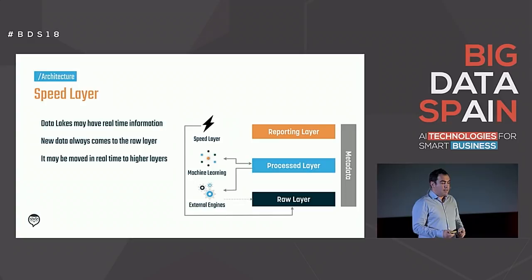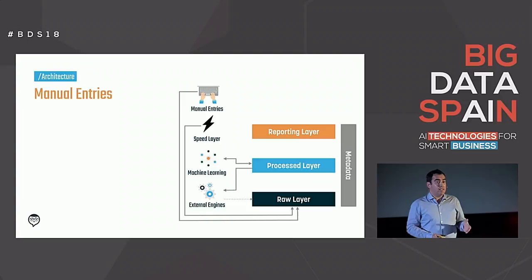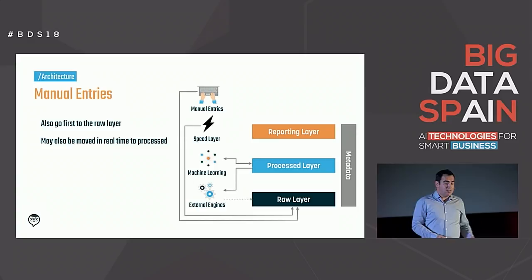So as for the last layer that I'm adding to this common architecture for data lakes, it's the manual entries. There's a lot of information, whether it's for internal processes or for reporting or for many other needs, that does not exist in any source system, that cannot be derived from existing data, that you will need to input somehow. The only thing about manual entries is that they should always come from the raw layer. They should not go straight to the process layer.